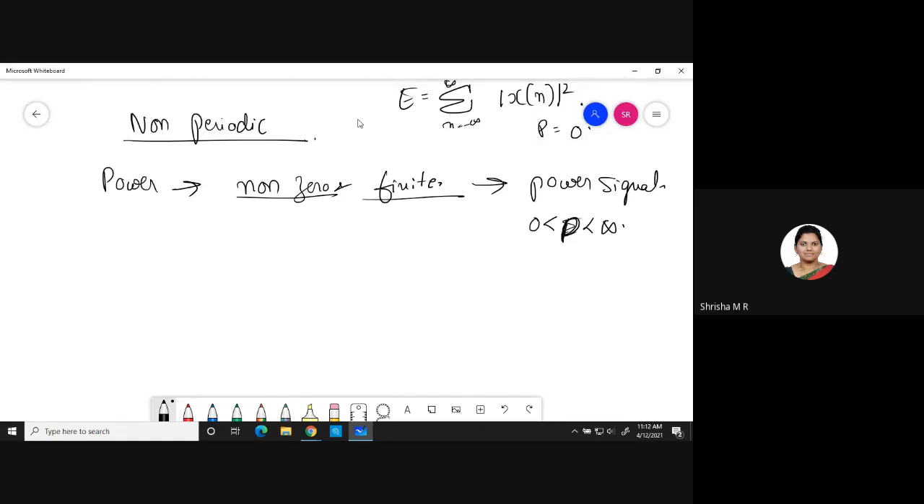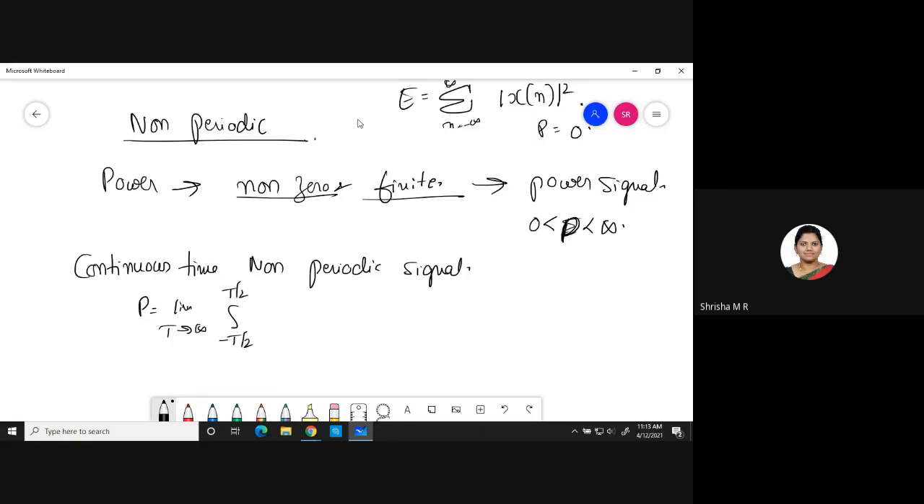For power signals, you have two types: continuous time and discrete time. There also you have periodic and non-periodic signal equations. First we'll see continuous time non-periodic. For a continuous time non-periodic signal, the power is given as P is equal to limit T tends to infinity of 1 by T times the integral from minus T by 2 to T by 2, or you can write 0 to T, of modulus x of t squared into dt. This is for continuous time non-periodic signals.